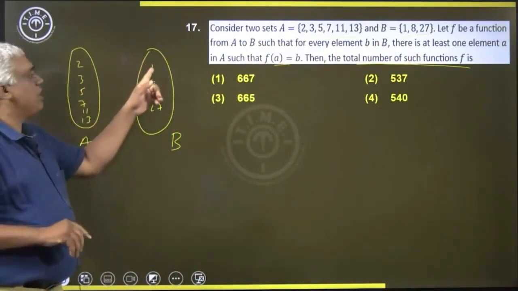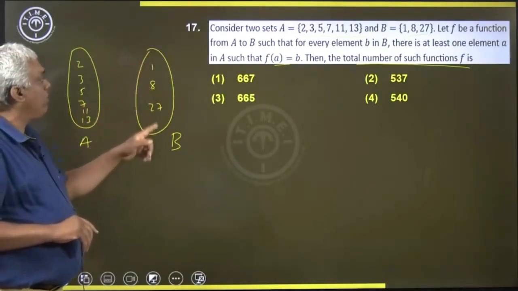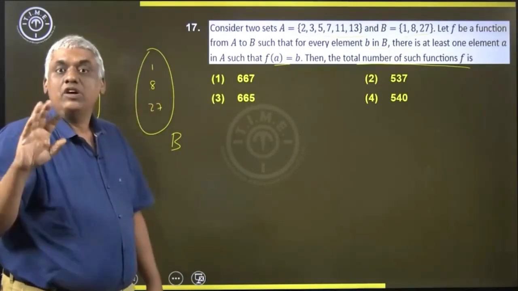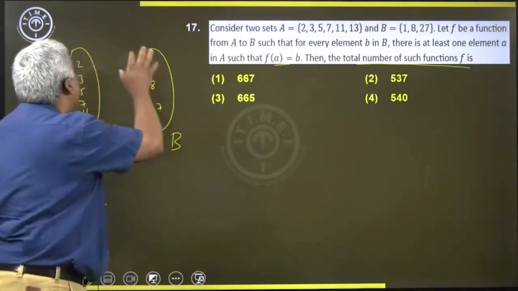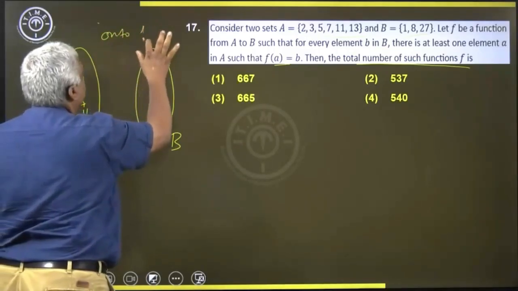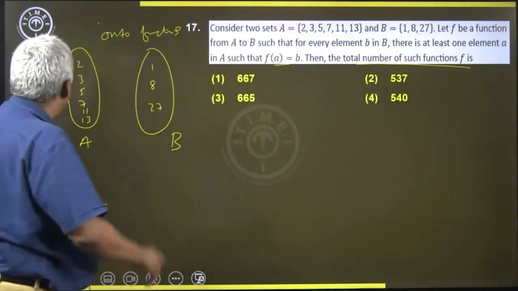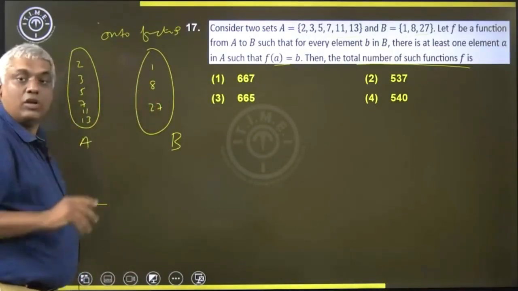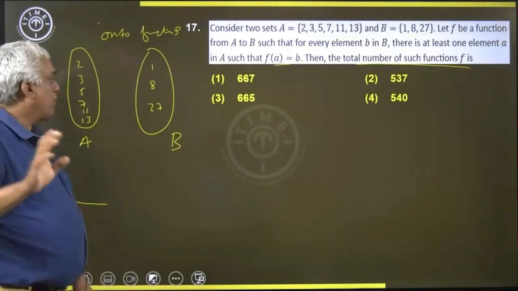That means for every element in B, there is a pre-image in A. No element is left in B which is not mapped to any element in A. They are basically saying this is an onto function. Indirectly, they are asking us to find the number of onto functions.